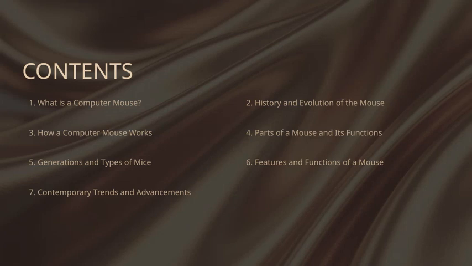Let's take a closer look at the history and evolution of the computer mouse. This section will trace how the mouse has developed from its early beginnings to the modern devices we use today. Understanding this progression helps us appreciate how technological advancements have shaped user interaction with computers. As we move through this part of the presentation, keep in mind that the mouse's evolution reflects broader trends in design, functionality, and user experience.